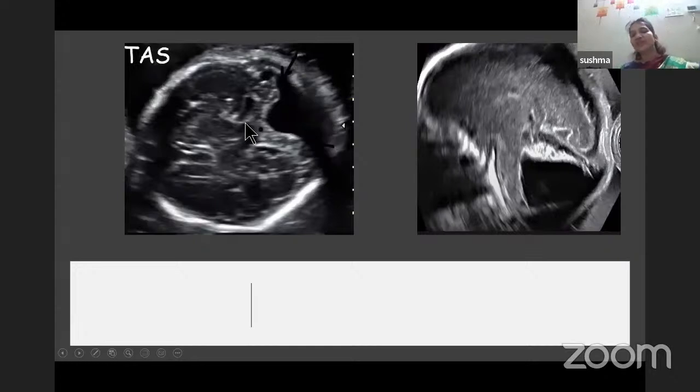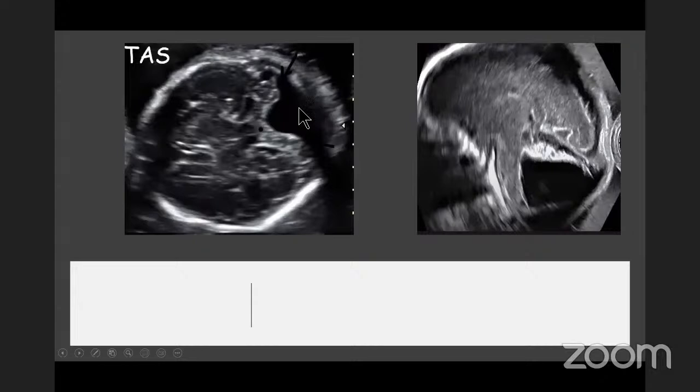So whenever you see a posterior fossa lesion in the axial section, what are all the differentials? Doctors, do we have any comments? Yes, ma'am. Doctors are typing. Okay, we'll wait for a few.